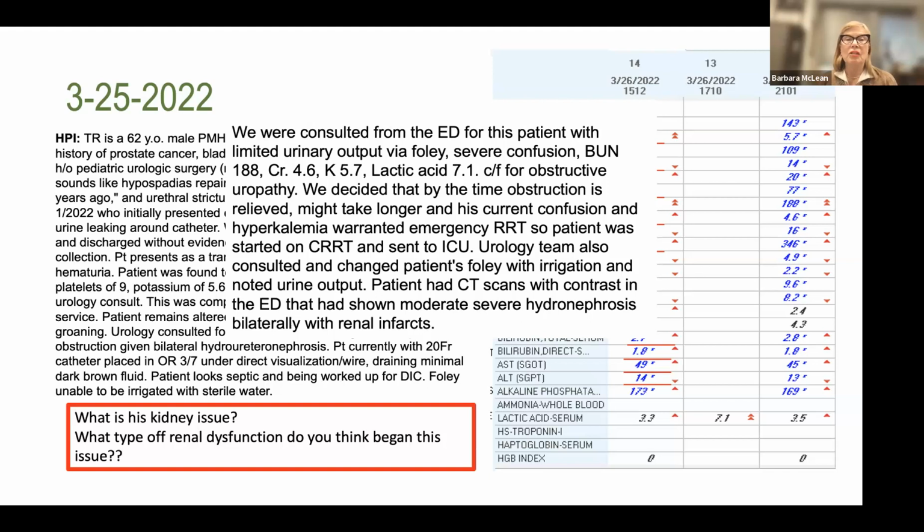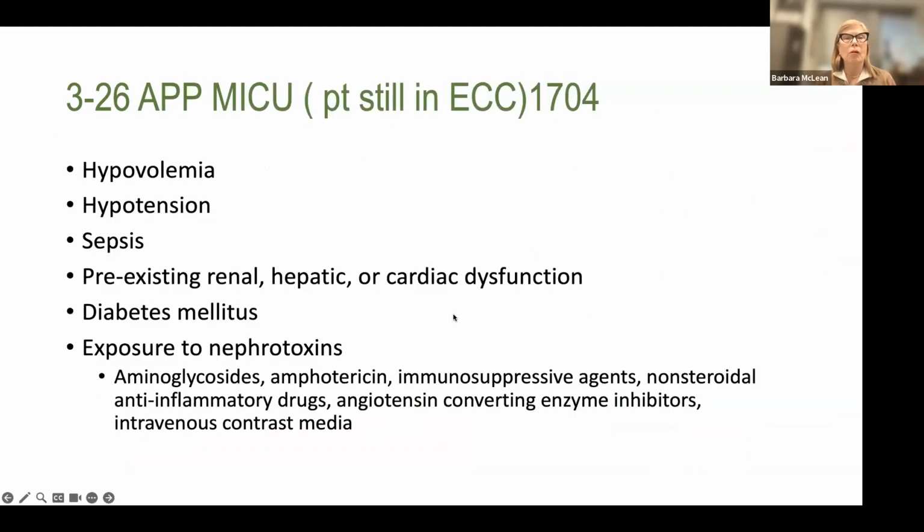And so they've called nephro. Nephro says we're going to do emergency renal replacement therapy. Patient's started on CRRT and sent to the ICU. So that was the nephrologist, I'm sorry. The urology team is also consulted. They changed the patient's Foley, fully irrigated it, and noted a very small amount of urine output. And the CT scan's beautiful: severe hydronephrosis bilaterally with renal infarcts. So his kidney is already infarcted, and he starts emergently on CRRT.